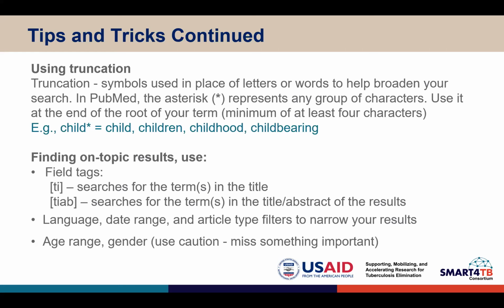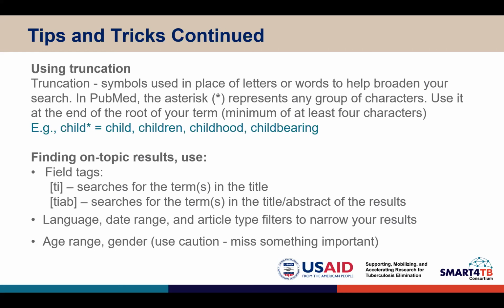For finding on-topic results, go ahead and use a thing called field tags. Field tags are the little instructions after the search terms to help the computer along the way. For instance, a square bracket, TI, square bracket, and this is all in PubMed, searches the term or the terms in the title. Only the title, nothing else.